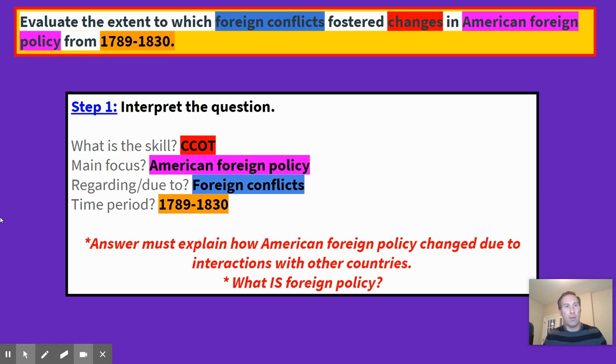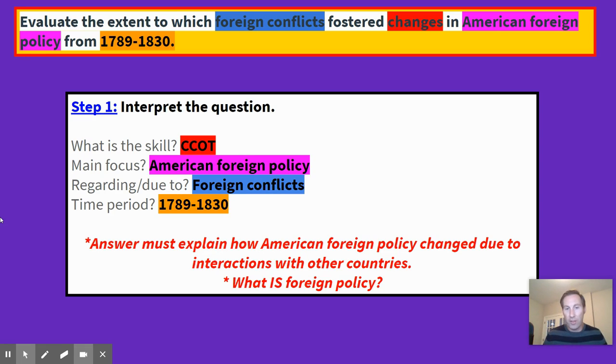So we did this LEQ. It says, evaluate the extent to which foreign conflicts fostered changes in American foreign policy from 1789 to 1830. So how are problems with other countries changing America's foreign policy and the way that we deal with those countries? That's essentially what this prompt is looking at.